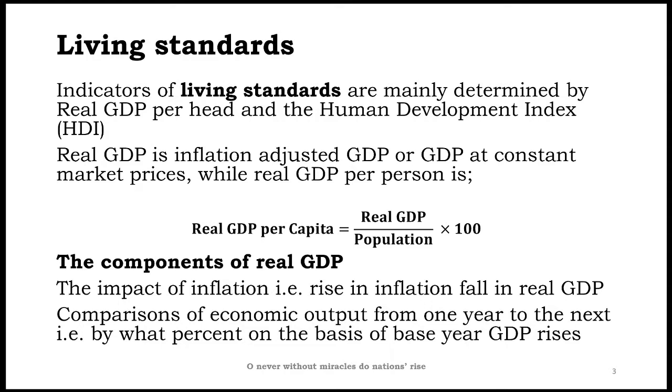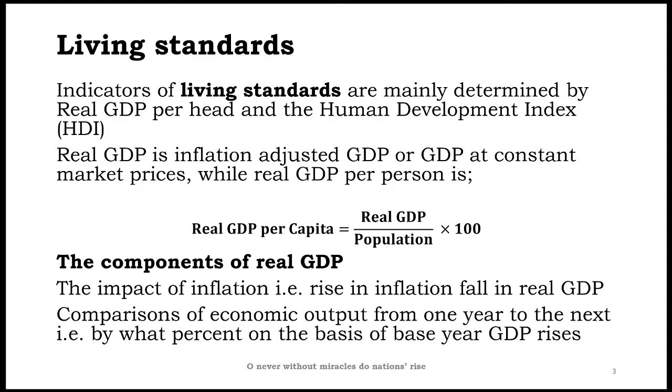Living standards are mainly determined by real GDP per head and the Human Development Index. In a very simple form, what is living standard? By living standard, we mean the quality of life of a common person. So, if somebody asks what the indicators of living standard are, we are supposed to know that there are only two. The first one is real GDP per head, and the second one is the Human Development Index, or HDI.